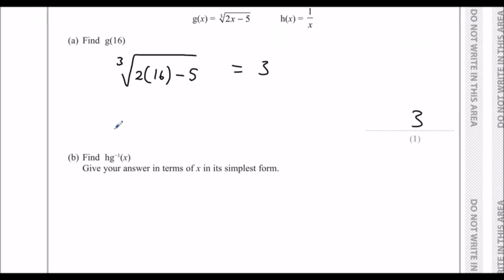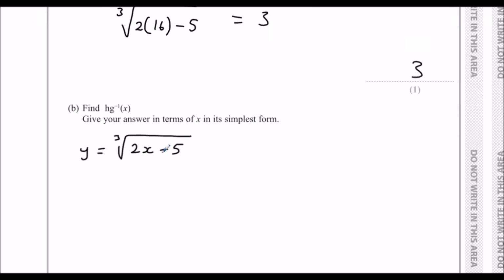At the moment, g of x is the cube root of 2x minus 5. And I'm going to call that y for now. And I'm going to undo this function, get x by itself, completely rearrange this function. Actually, before I do that, I'm going to change x into y and y into x. So I'm going to make y the subject of this.